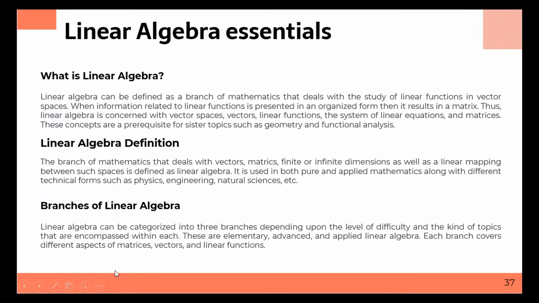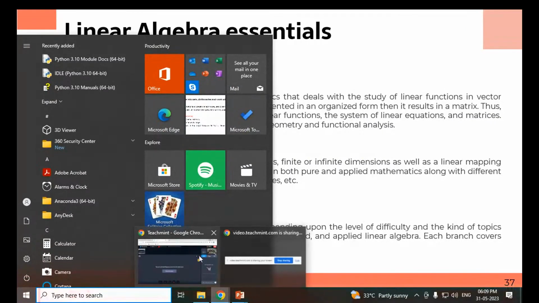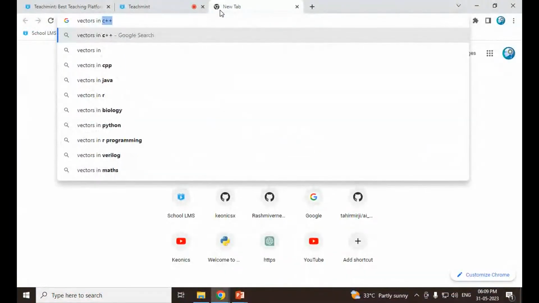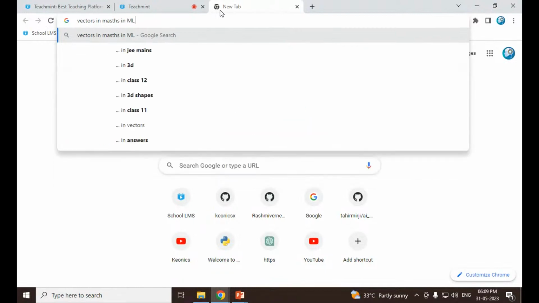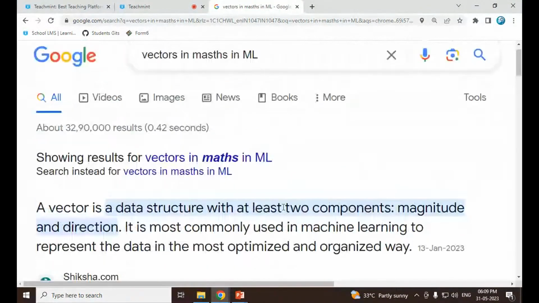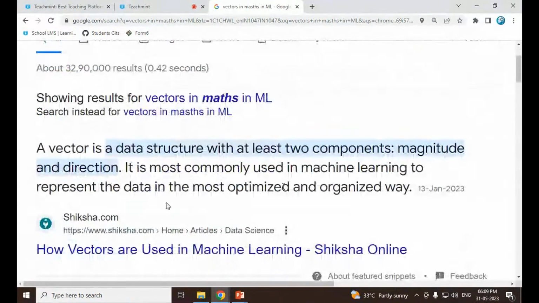I hope you understand the vector in terms of matrices. We have a small example. A vector is a data structure with at least two components, that is magnitude and direction. And this is the most commonly used in machine learning to represent data in the most optimized way, as we already said.